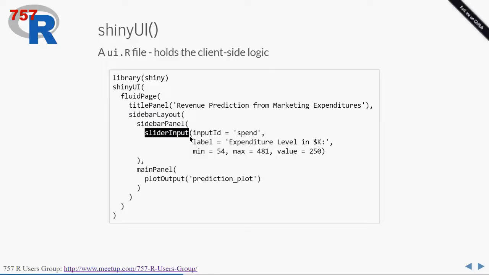So like I'm putting in a slider input, or just a little slider bar, and I'm saying, okay, the slider bar should go from 54 to 481, and I should start it at a value of 250. And then I'm saying in the other panel, let's output a plot, this plot called prediction plot. So that's what a really simple Shiny UI would look like. You specify the skeleton for how the page works, and then you put elements inside of it, and these elements are usually called widgets.